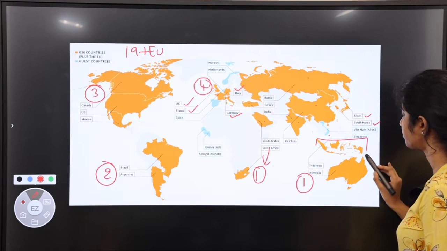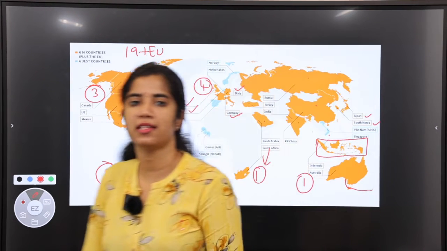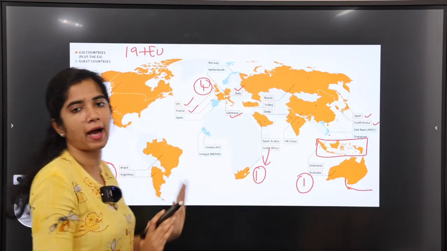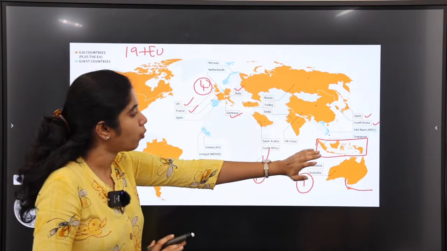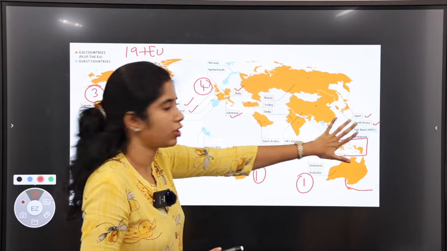Importantly, Indonesia, where the summit is now happening. Singapore and Malaysia are not part of this G20. The only country in the southeast region is Indonesia.